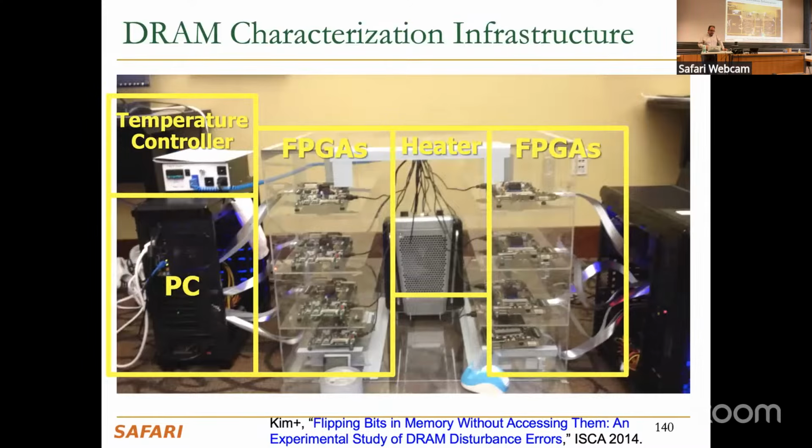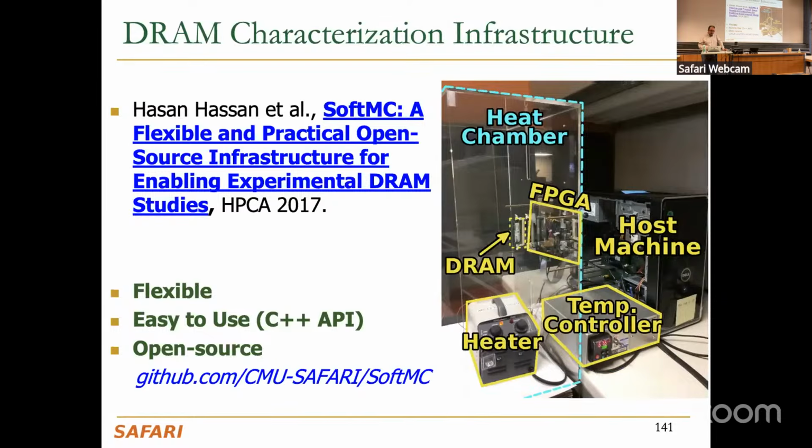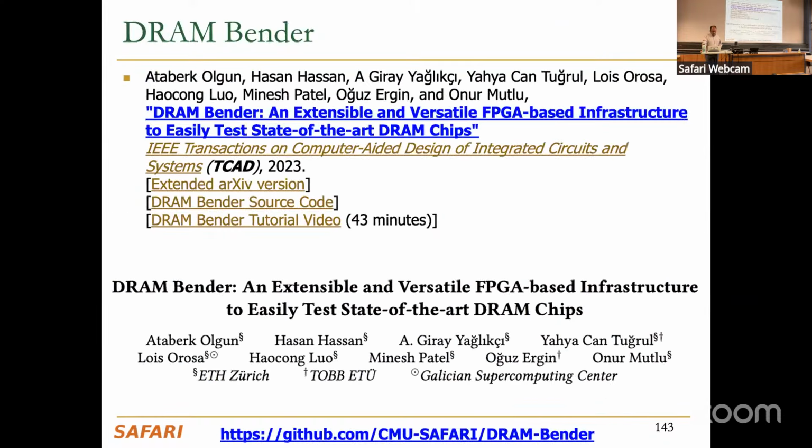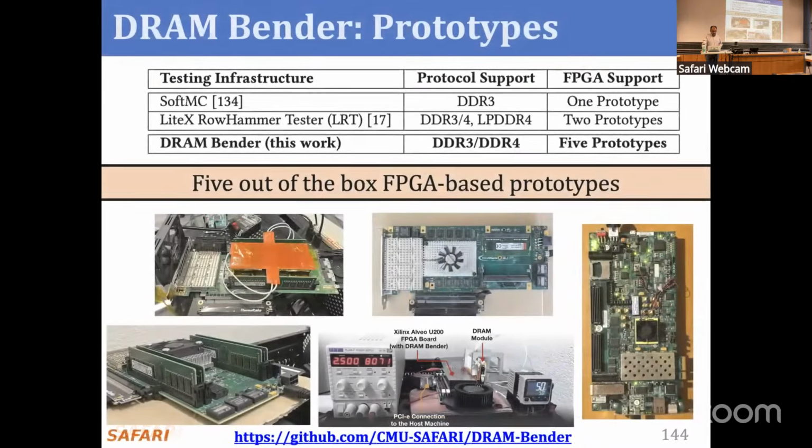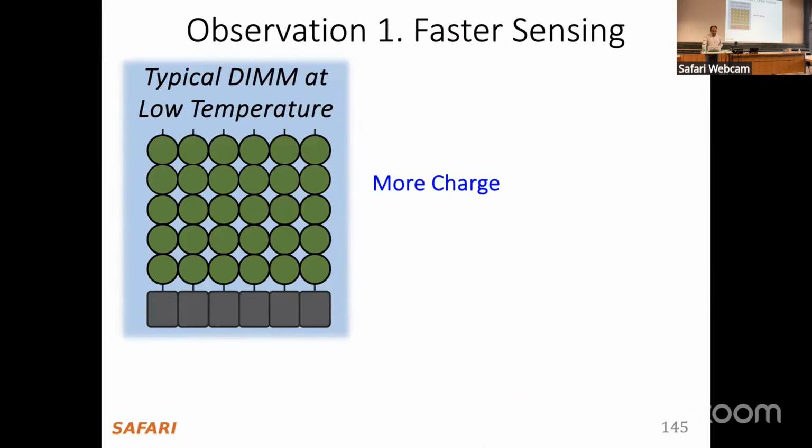So we did a real experiment using our infrastructure, in this work, SoftMC. And later on, as you know, we extended this work, and now we have the DRAM vendor infrastructure. But fundamentally, they are also using this FPGA-based infrastructure. These are the SoftMC and DRAM vendor papers, if you're interested, you can check. And we tested across different DRAM products.